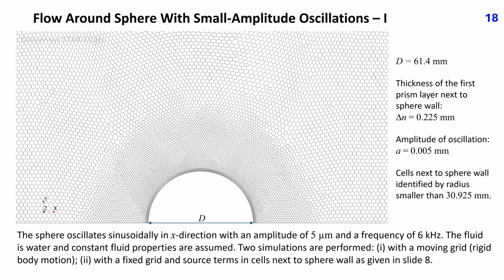Let us further discuss the methods presented so far using suitable test cases. The first test case is the flow around a sphere whose diameter is 61.4 millimeters, oscillating sinusoidally in x direction with an amplitude of 5 micrometers and a frequency of 6 kHz. The fluid is water and constant fluid properties are assumed.